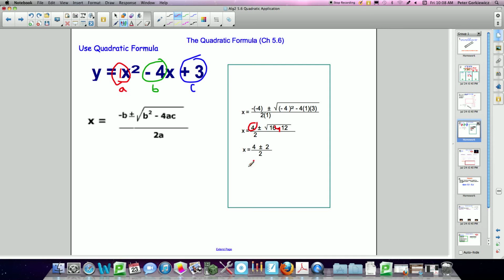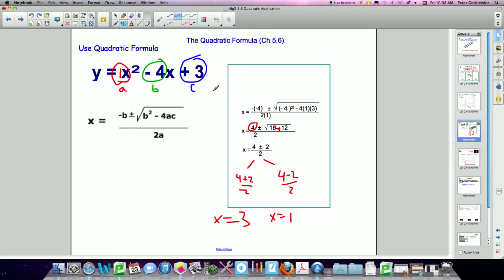Right? So you get two cases here where you get 4 plus 2 all over 2. That's one of our x's. So that's 6 divided by 2, so 3. And the other one is 4 minus 2, which is 2 all over 2. So 2 over 2 is 1. And there we go. There's our 2 x values that we had before.